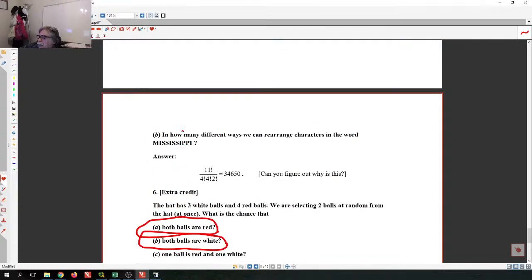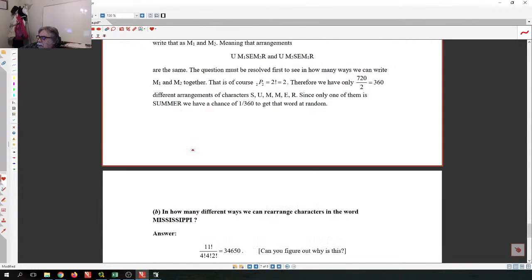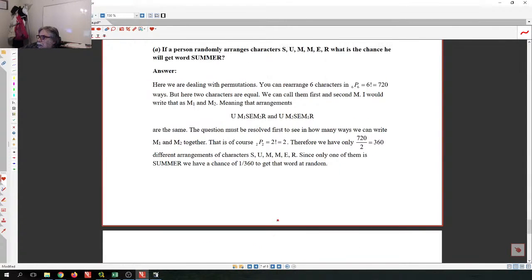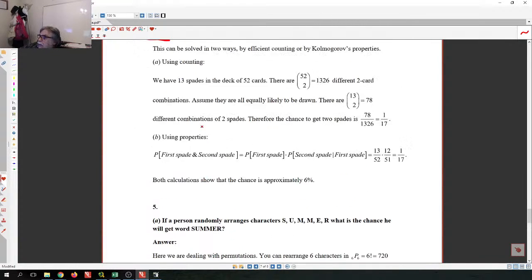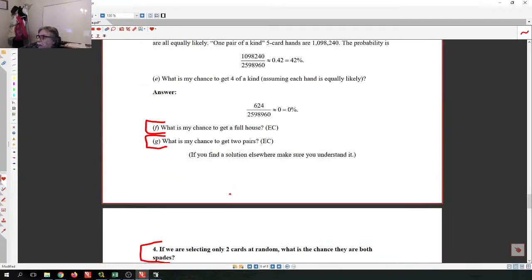I didn't do some of the problems over there about cards, and of course the Mississippi problem is really going to be difficult. I'm not going to bother you with that in the test. This is a little bit easier to understand: in how many ways you can rearrange the word summary. It's up to you whether you're going to read it or not. I'm not going to bother you with that either.